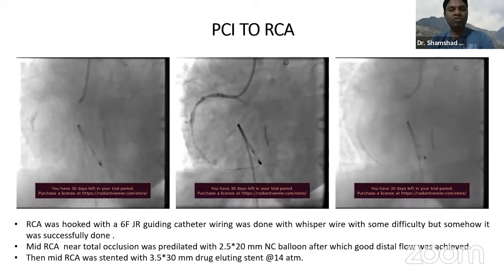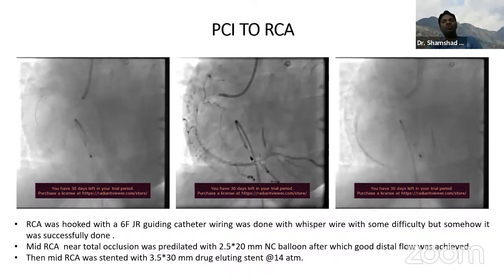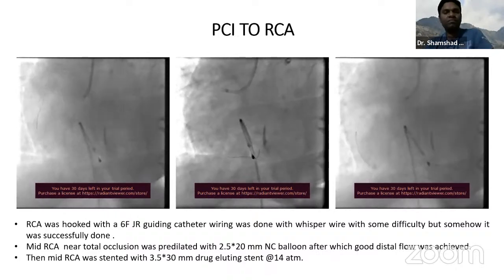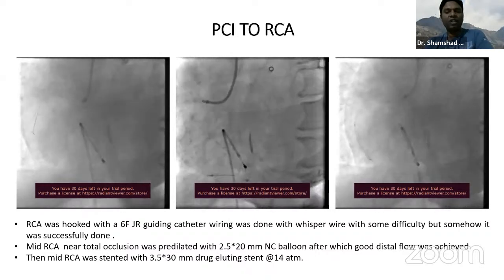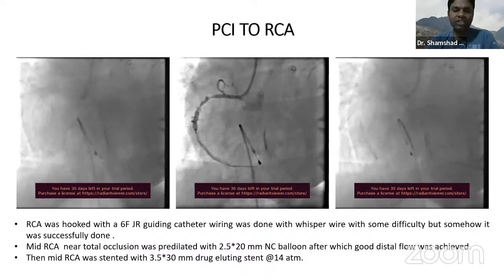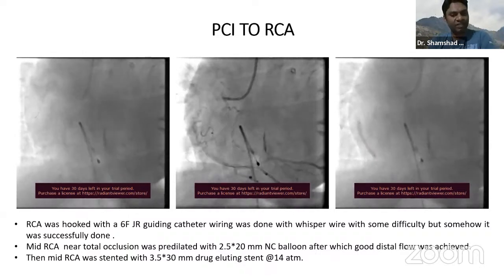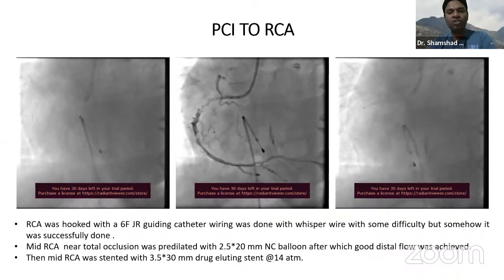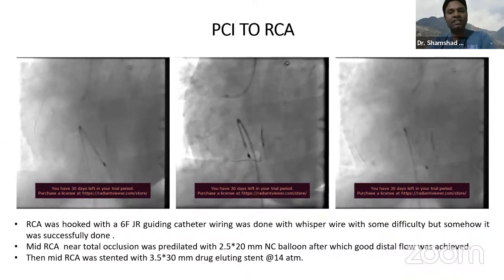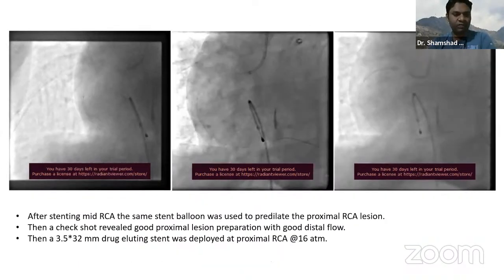It was a long lesion, so we planned to use two short stents, because opting for a long 48 stent would have been difficult to do in quick time. So a 3.5 x 30 mm drug-eluting stent was used, and it was inflated at 14 atm. We used an Orsiro stent so that we could pass that stent easily in that segment.